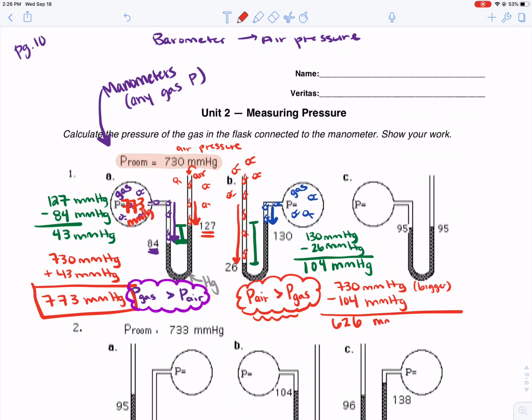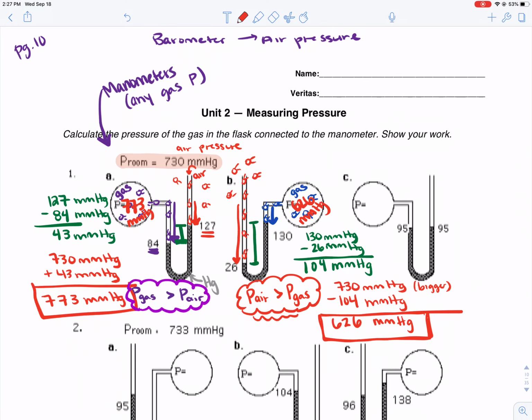So when we subtract those, we get 626 millimeters of mercury for the pressure of the gas. And again, it's always a wise idea to check your answer. Does it make sense with what you originally said should happen with the pressure of your gas? So if I go back to what I originally said, I said the pressure of the air should be greater than the pressure of the gas. Well, the pressure of the air is 730. My answer for the pressure of the gas is 626. So that makes sense. 730 is greater than 626.